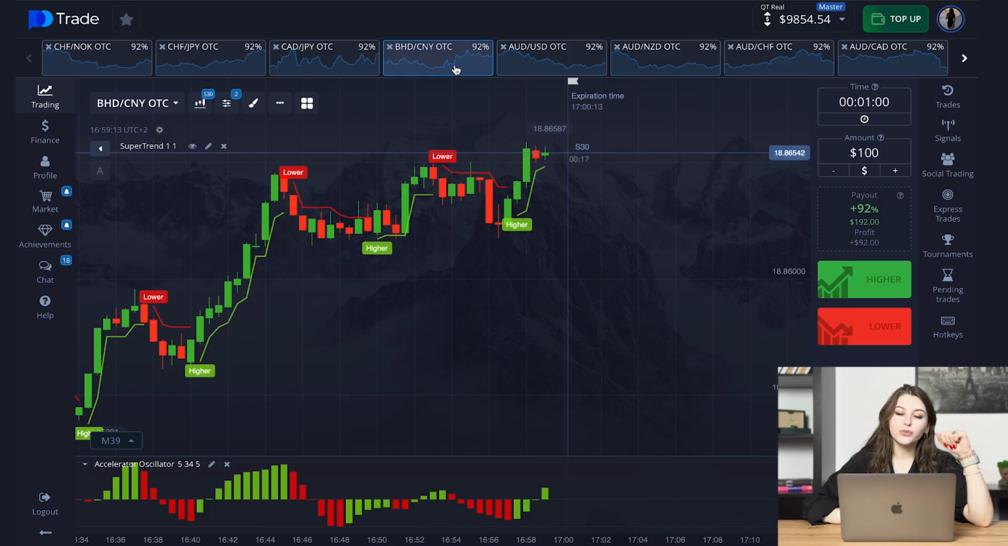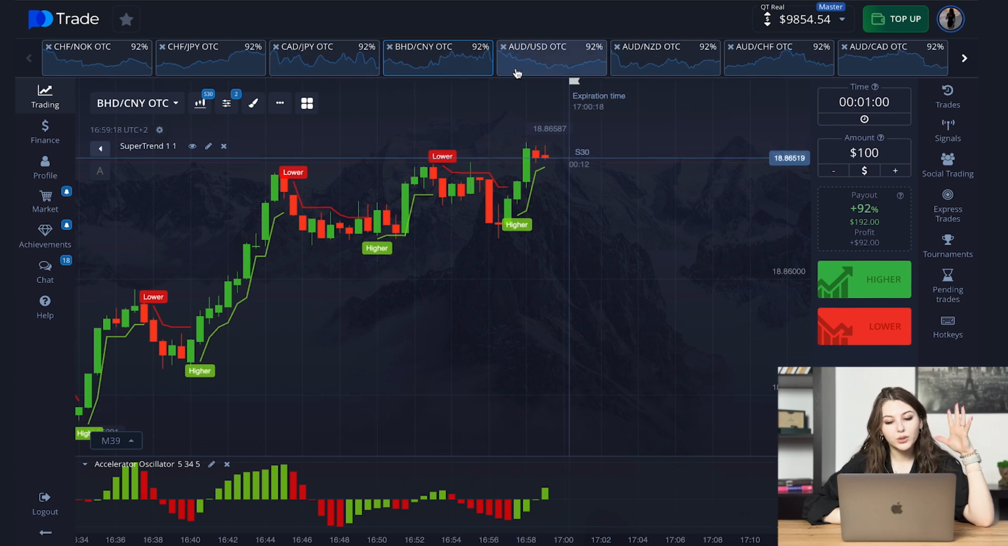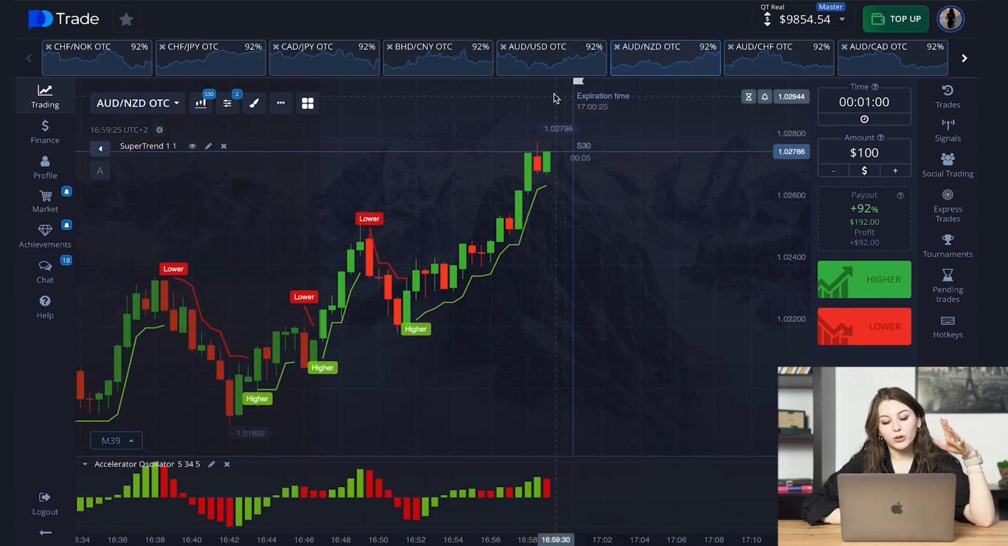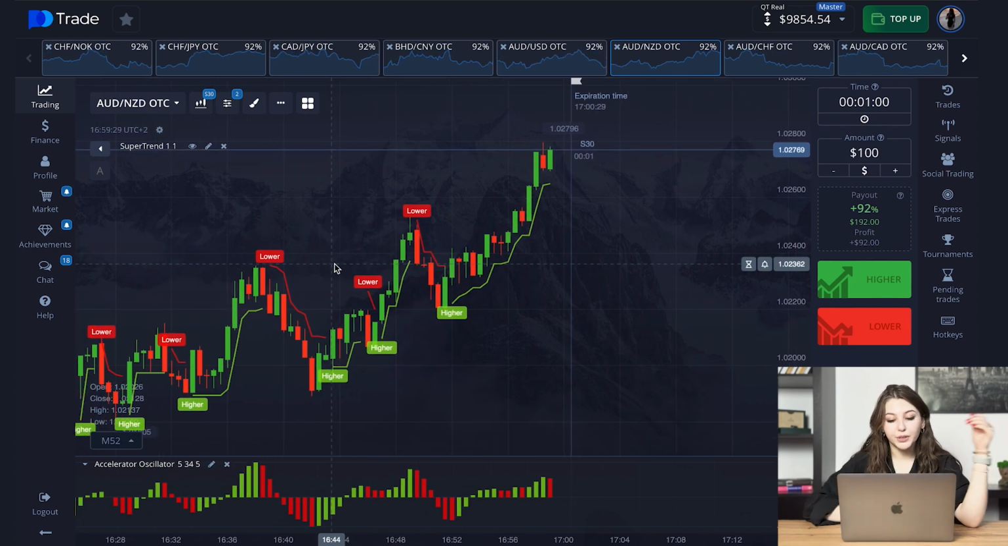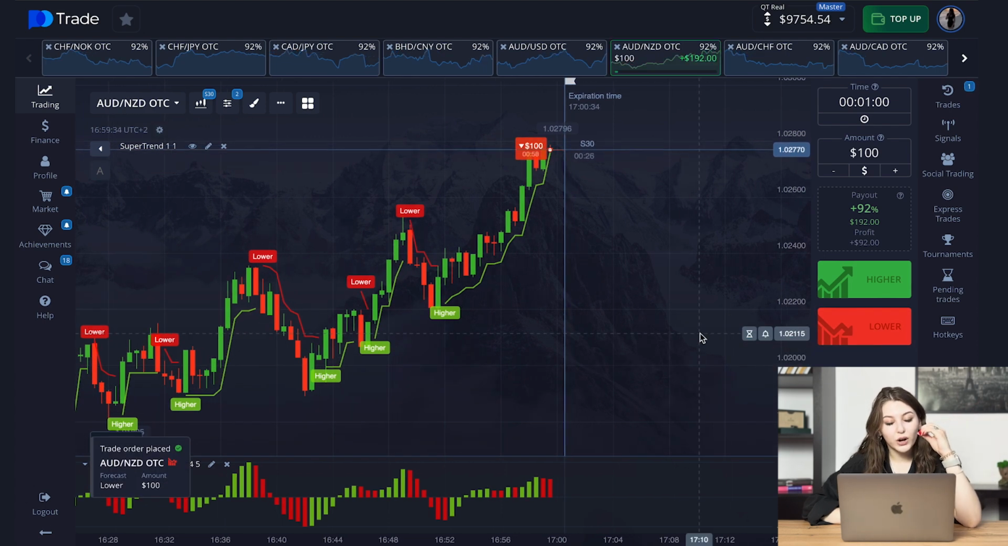And also the third thing that is very important is the points of view and the assets. So you have to choose the asset which you understand. Don't care about which percent of payout you choose. You just have to understand what's happening on the market right now, and then you just have to find the perfect moment to put the trade in.